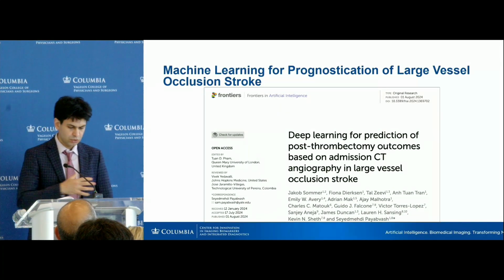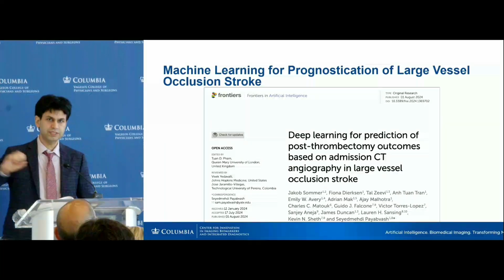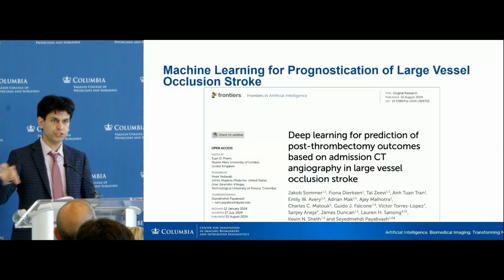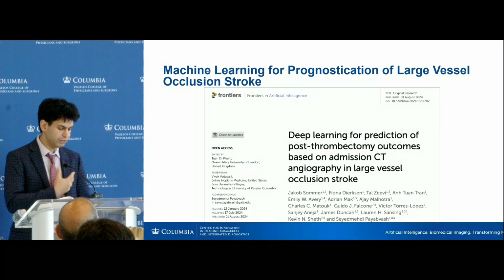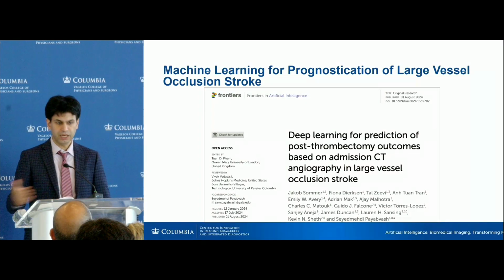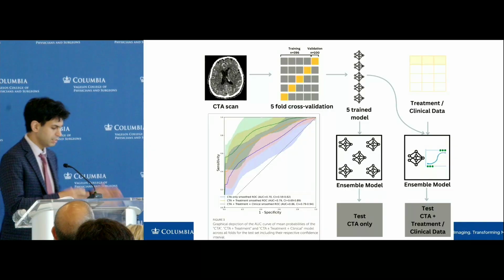Moving on, radiomics basically uses preset formulas to extract some of the features, and we can combine them with conventional machine learning. With deep learning, we can fully automate that process. So this is moving on.